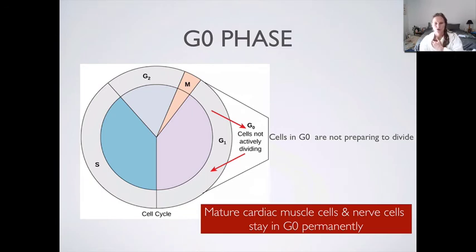So I want to talk a little bit about G0. Not all cells divide. For example, cardiac muscle cells, the cells that make up the walls of your heart, do not divide. Nerve cells do not seem to divide. Instead of going into mitosis, they go from G1 into what we call a G0 stage. They're not preparing for cell division, and they stay in G0 permanently for the entire life of that cell.